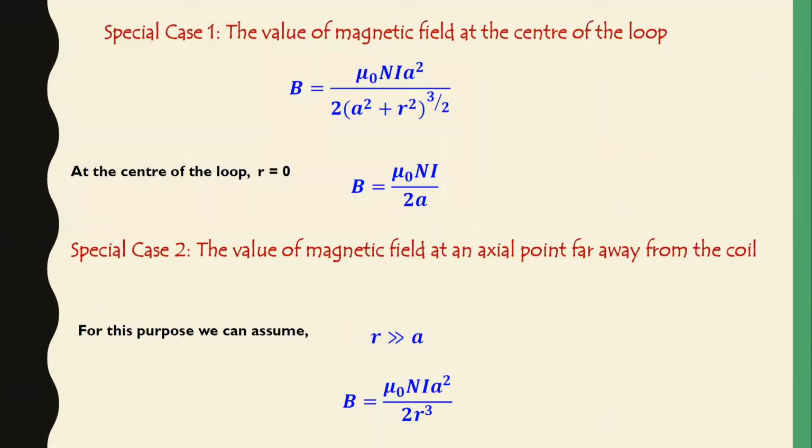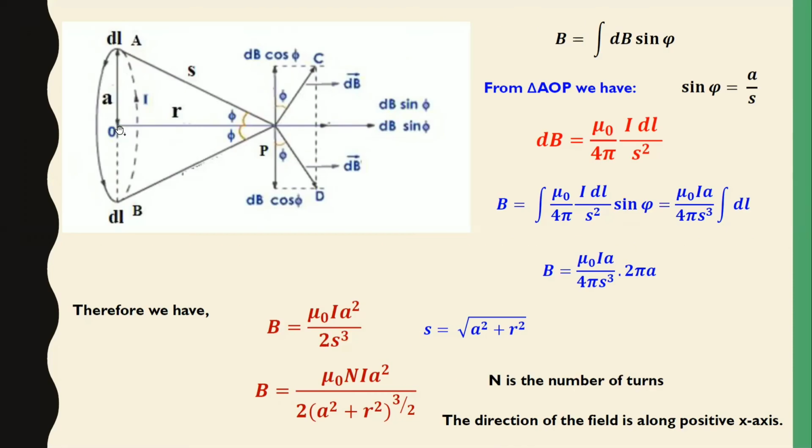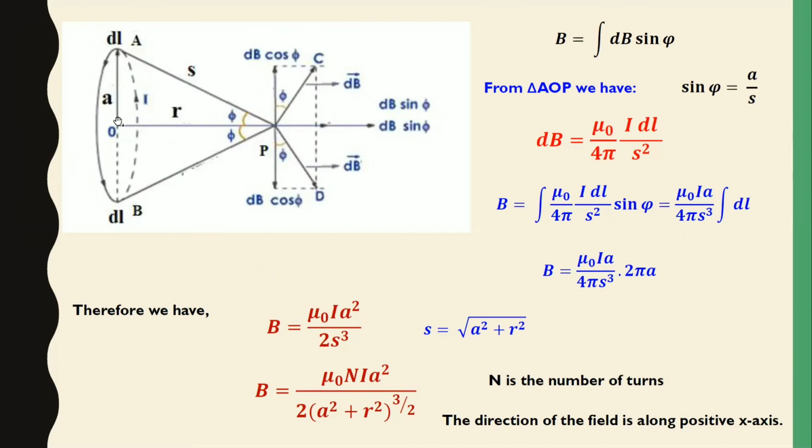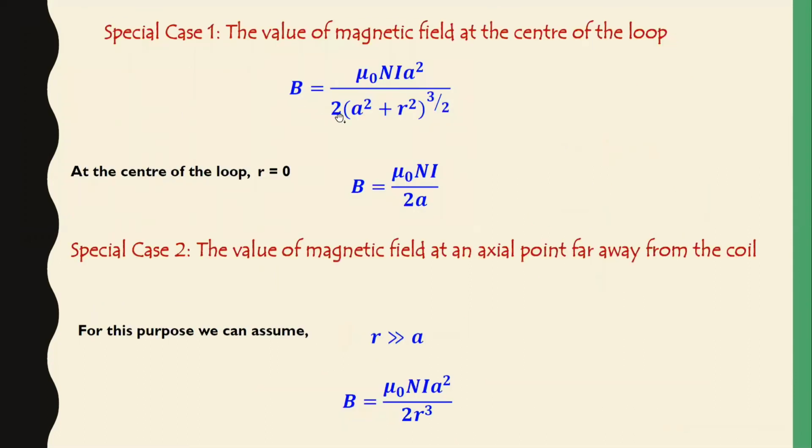And for some special cases, the value of magnetic field at the center. So if we consider the center here, the r becomes 0. So B is mu 0 N I a square by 2 into a square plus r square to the power 3 by 2, and at the center of the loop we put r equal to 0. If we put r equal to 0, we then have B is mu 0 N I by 2a, similar to the result of the first case, which we have already discussed.